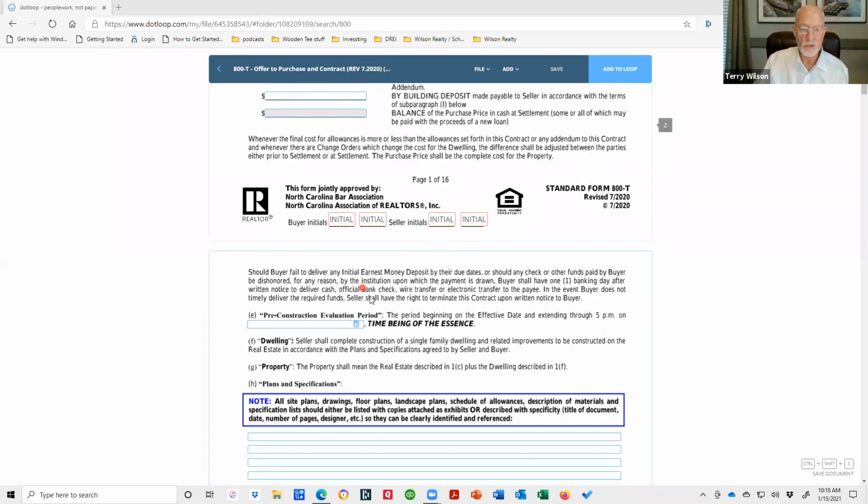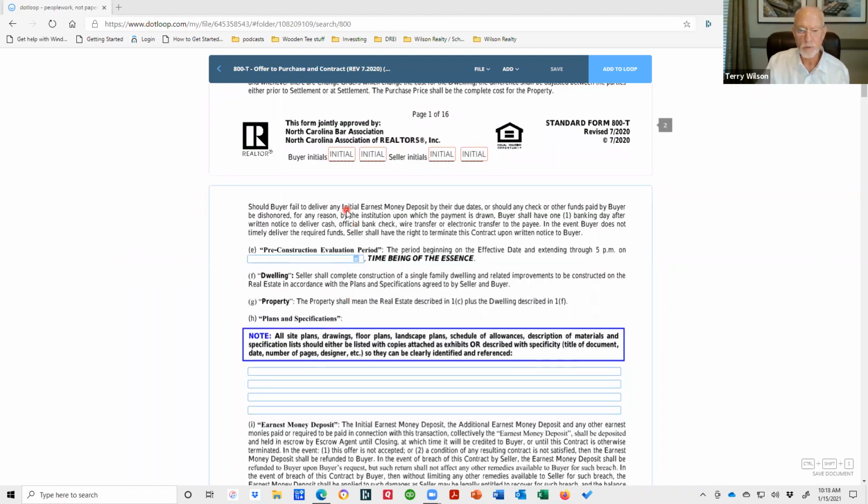If the buyer fails to deliver the earnest money, or should any checks be dishonored, again, true of any contract, then the buyer shall have 1 banking day to make those funds good. But understand that's 1 banking day after written notice. If the seller does not give the buyer written notice, then this 1 banking day to fix it doesn't start ticking until they get that written notice.